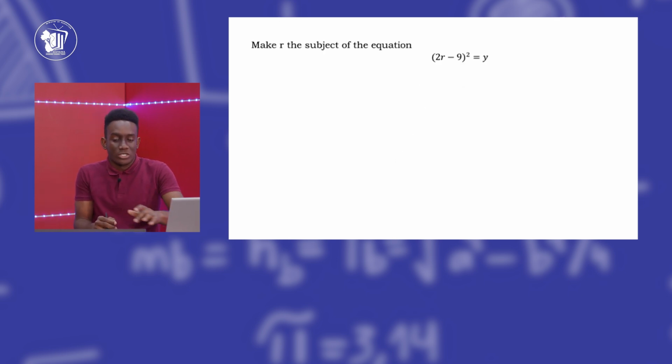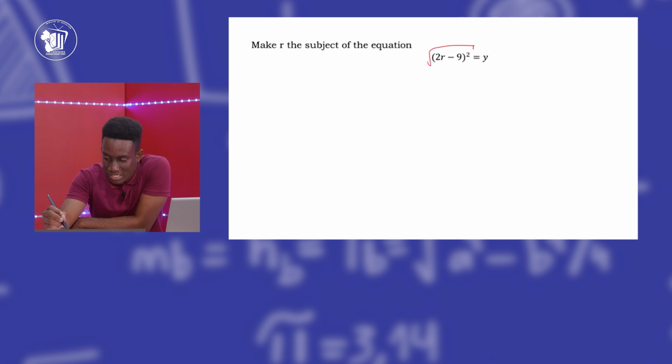So let's look at another question. This one says, make r the subject of the formula. So I have r here, and it's in a bracket and it's being squared. So what I want to do is take over this square first of all. So I can either square root both sides, or I can just take over the square and it will do the opposite to what it was doing, and the opposite of square would be square root.